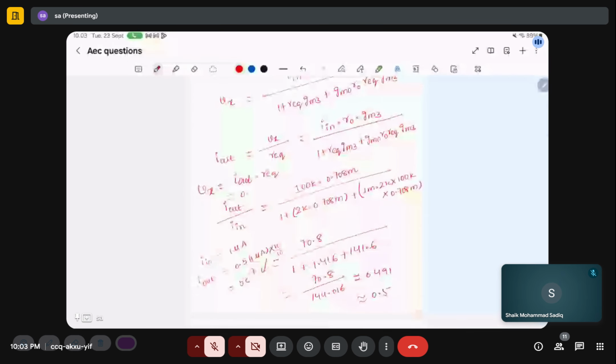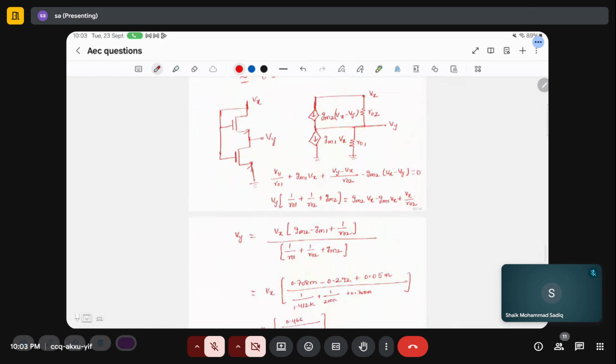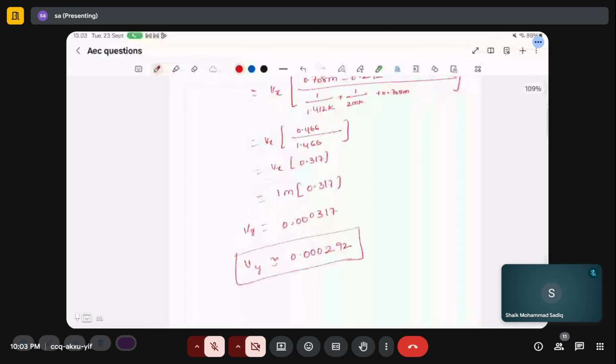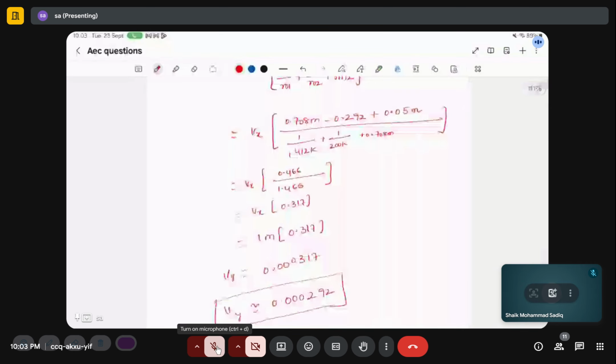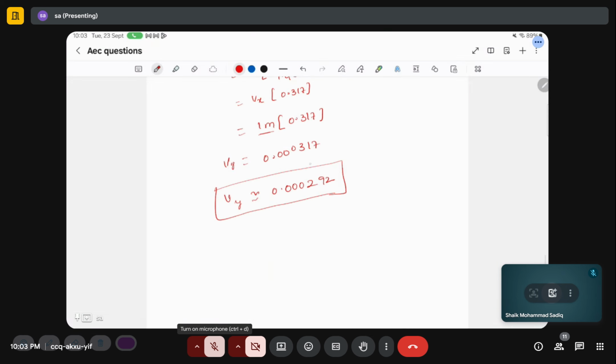I out we got as 0.5 micro into R equivalent is 2K, nothing but 1 milli volts. We got this: Vx into 0.317. I'm putting Vx as 1 milli. I got this answer.